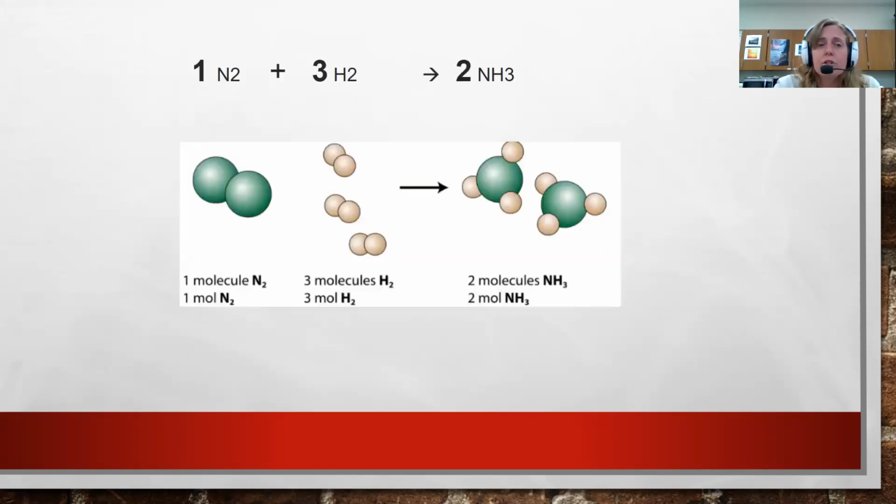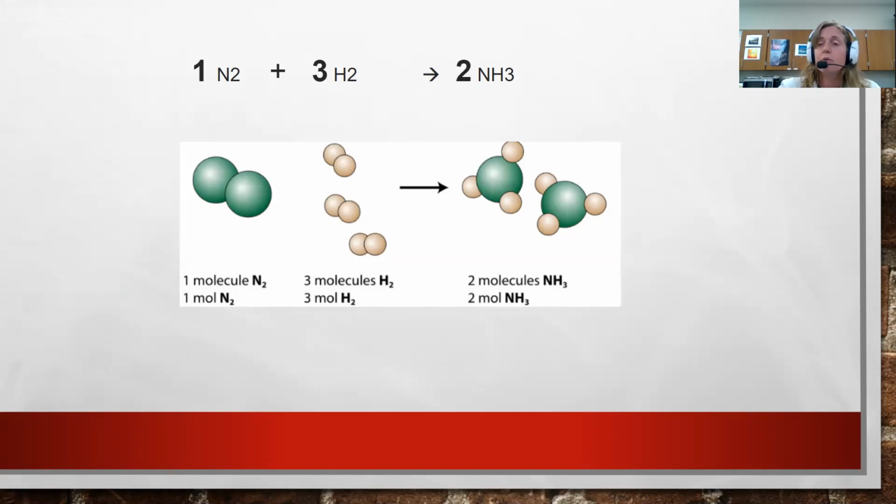now just looking at this, you notice how big the numbers are. Okay. And the reason I'm doing that is because I'm trying to emphasize coefficients are what we're going to use to do the mole ratio. So I have 1 mole of nitrogen that reacts with 3 moles of hydrogen to produce 2 moles of ammonia.